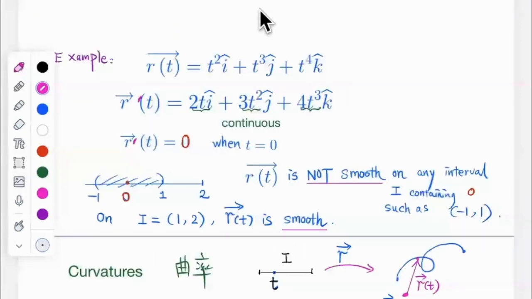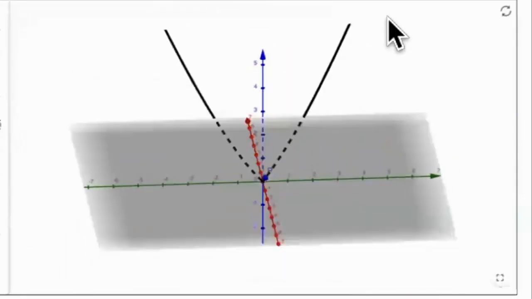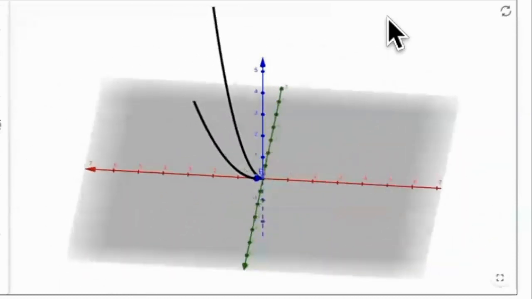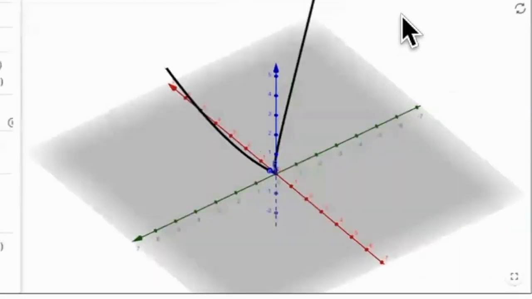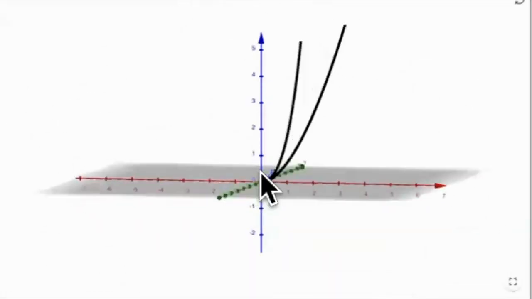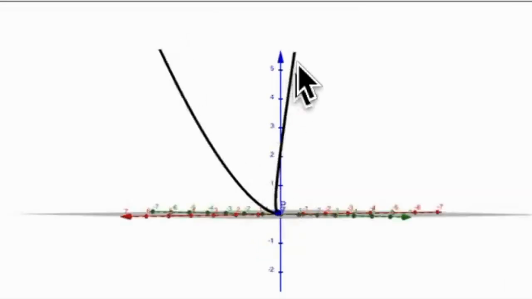Now let's go back to the example in the beginning. R of t equal to t squared i plus t cubed j plus t to the 4 k. Let's graph this. You see that the graph of this vector function is going to be very nice and smooth, except when t equals 0. You can see from a different angle that the curve is smooth, no cusps, no corners, and the tangent line will turn continuously.